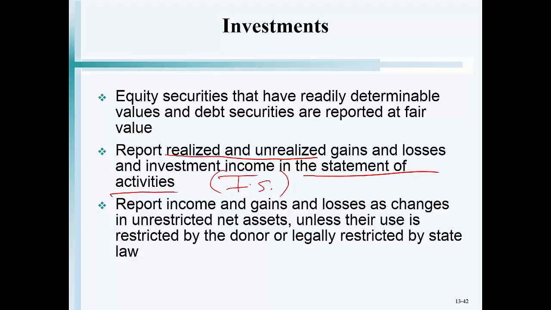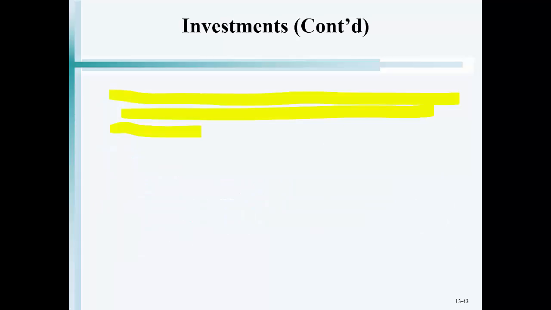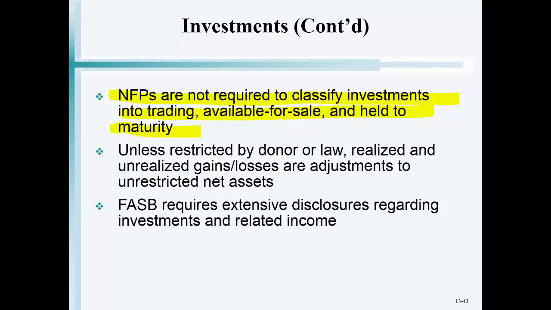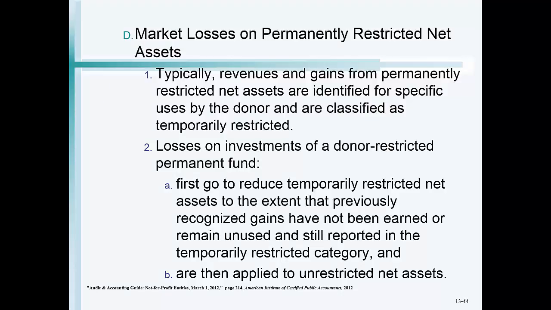Trading security. Mark the security to market each period. Unrealized holding gains and losses go directly to the statement of activities, directly to the income statement. Okay? So again, we don't have to use the classification of trading, available for sale, held to maturity. We don't do that. Everything gets marked to market and gets reported on the statement of activities, right?